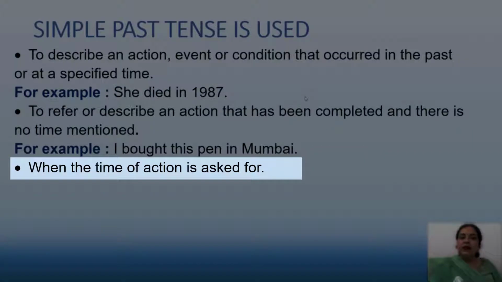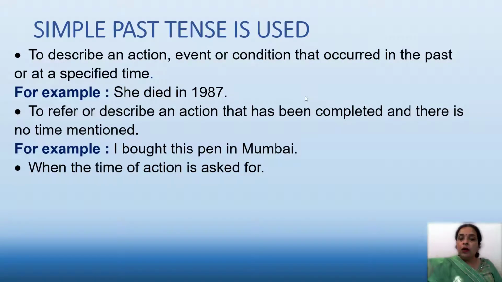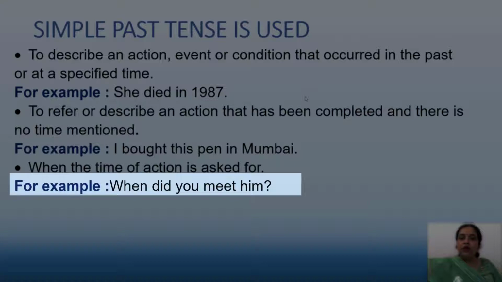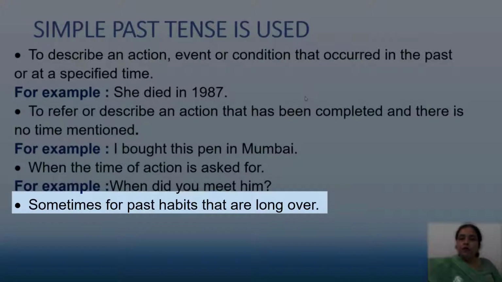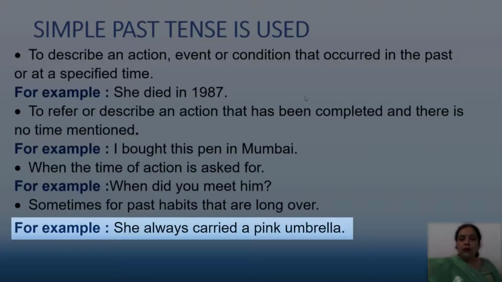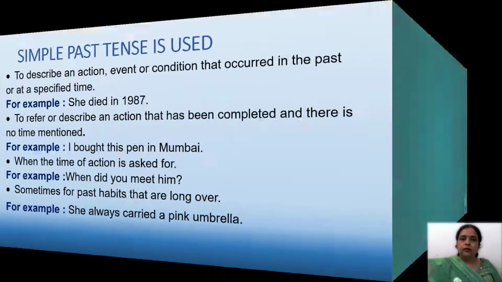Next use is when the time of action is asked for, when we are just talking about the action that was done in the past. For example, when did you meet him? Sometimes it is used for past habits that are long over. For example, she always carried a pink umbrella.